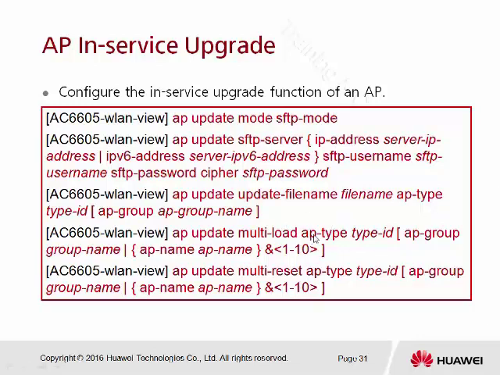So just take an example. Right now I have the 6010 model of the AP, and I know these APs belong to the type ID of 19. How am I going to do it here? I use the command AP update multi-load AP type followed by 19. That means I'm going to push this current firmware to all APs of this model.